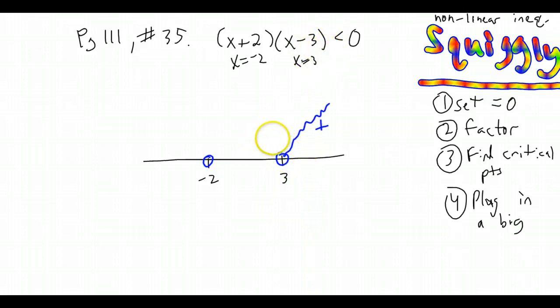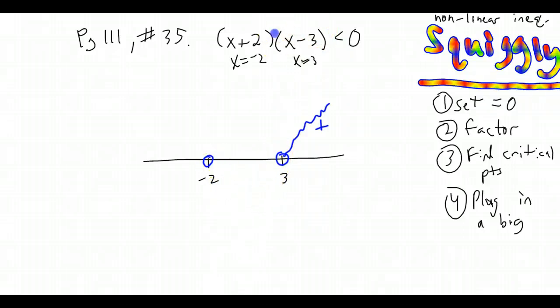And then I have a choice now. I'll show you the old-fashioned way. If I plug in a value in between -2 and 3, like 0, what happens if I plug in 0? Positive 2 and -3. Positive times a negative is a negative. I know this must be negative.